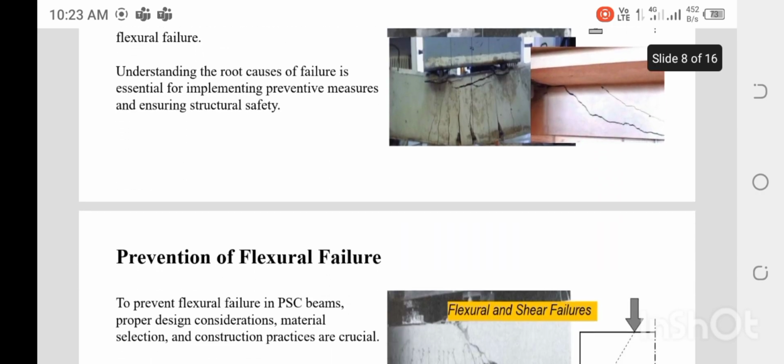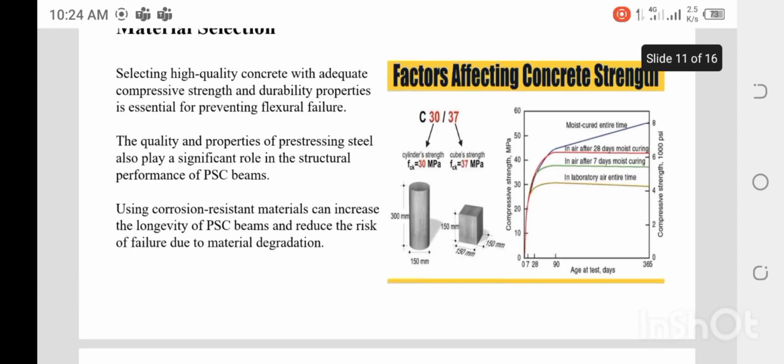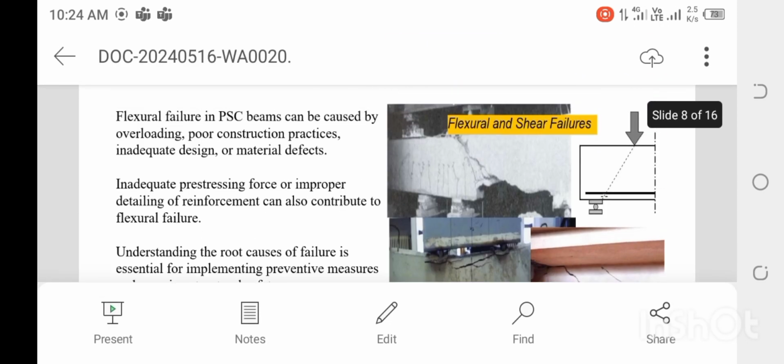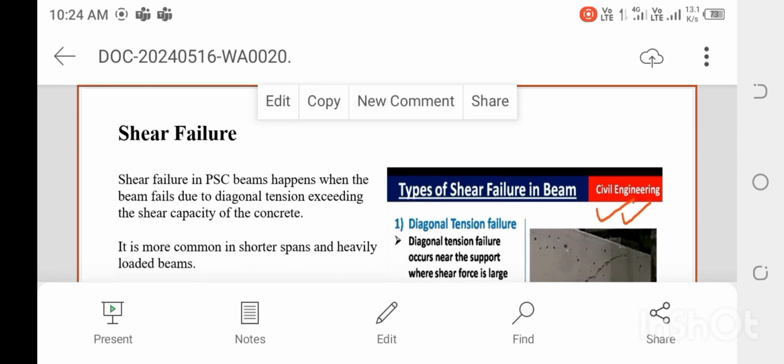Shear failure. Shear failures in PSC beams happen when the beams fail due to diagonal tension exceeding the shear capacity of the concrete. It's more common in shorter spans and heavily loaded beams. Shear failure can lead to sudden, unexpected structural collapse if not properly accounted for in the design.